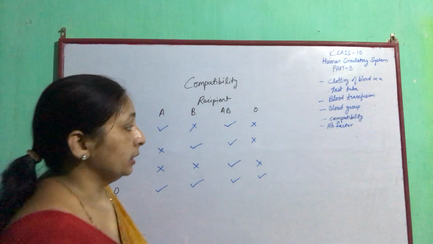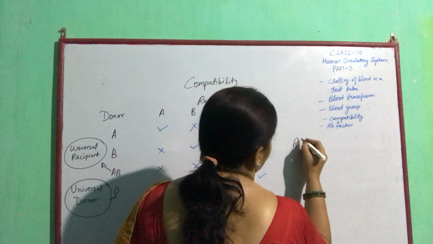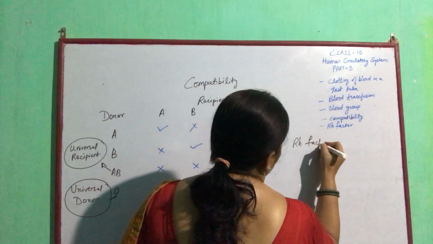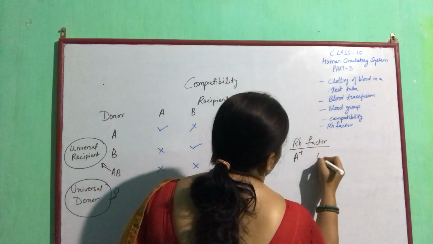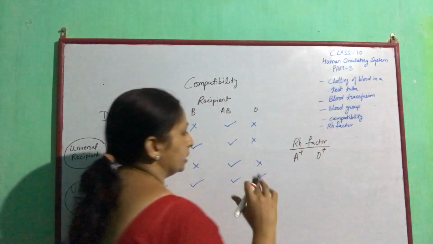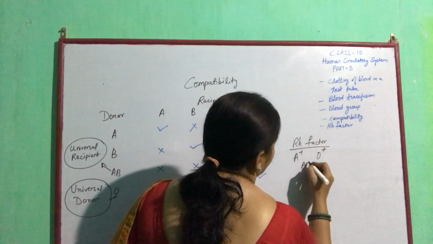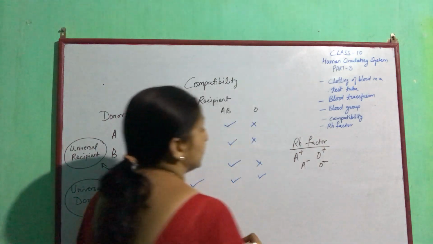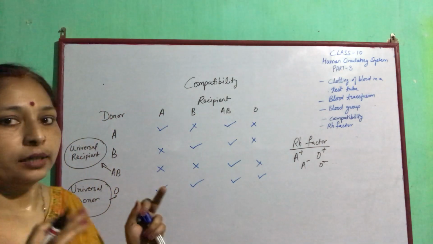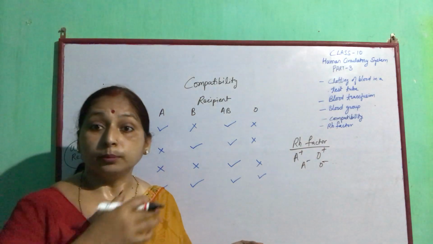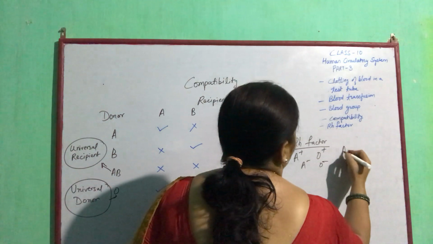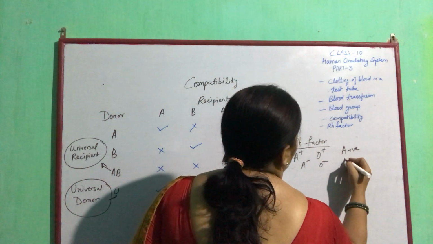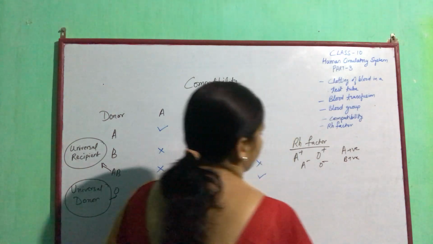So this is it, then the last topic is RH factor. We use the term A positive, O positive, or A negative or O negative. This negative is not a cation or anion. In biology it is positive and negative. We can write A positive or B positive like this also.